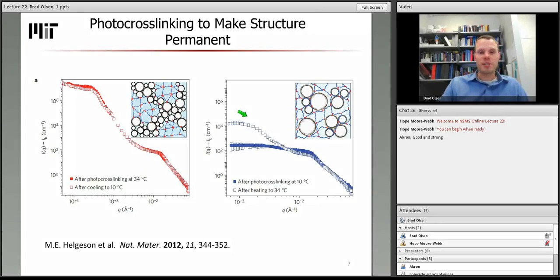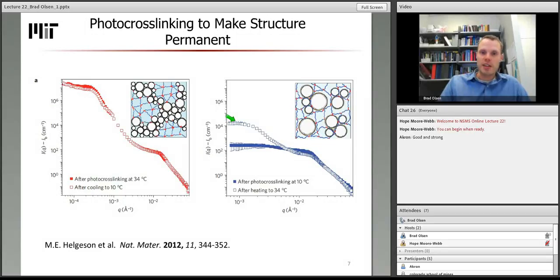Now in contrast, if the material is first photo-cross-linked at low temperature, not in the gel state, and then heated, what you see is only a much smaller increase in the low Q scattering relative to what you see if it's photo-cross-linked at high temperature. So comparing the figures on the left and the right, which are plotted on the same axis, the same absolute intensity scale, you see a relatively small increase in low Q scattering on the right-hand side compared to the larger increase in low Q scattering on the left-hand side.